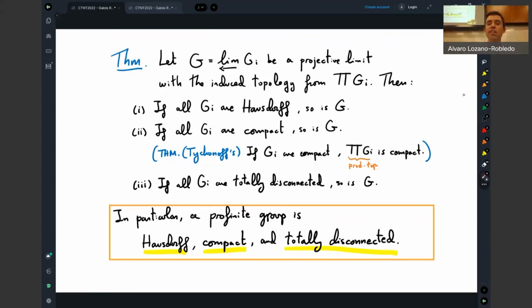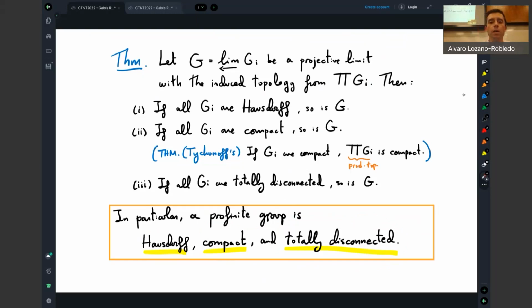And if the G_i are totally disconnected, so is G. If the G_i are finite with the discrete topology, that makes the group totally disconnected, so it makes the inverse limit totally disconnected. So as a consequence, for projective limits in particular, a profinite group is Hausdorff, compact, and totally disconnected. This will have some big consequences when we talk about, for example, Artin Galois representations.